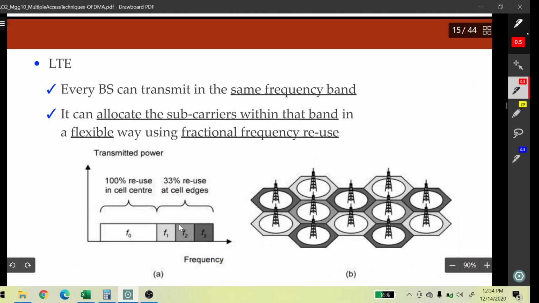Now, in LTE, we use the same concept as in UMTS. Every base station can transmit in the same frequency band. However, it allocates the subcarriers within that band in a flexible way using fractional frequency reuse. Now, if we are looking at this, for example, the total bandwidth over here is 100%.